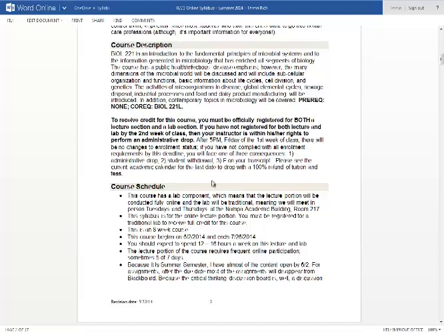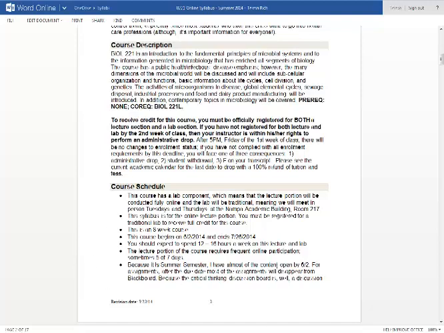Now, here's an important part. To receive credit for this course, you must be officially registered for both a lecture section and a lab section. So even though this is an online lecture, you have to be registered for the face-to-face lab, which meets Tuesday, Thursdays. If you have not registered for a lab by the end of the first week, I'm afraid I have to drop you. I'm required to do that by the department. Also, you can't pass the course without the points from the lab. So make sure you're registered.